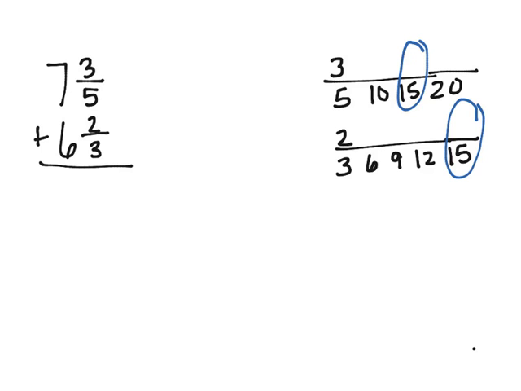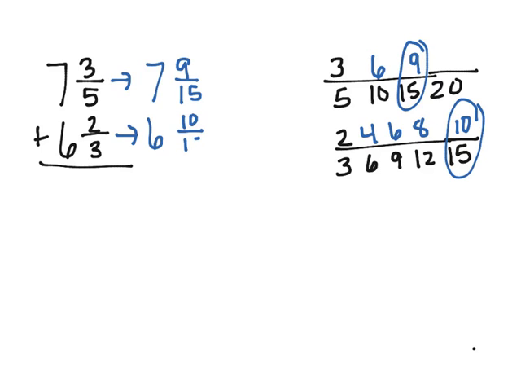So let's find my numerators. 3, 6, 9, 2, 4, 6, 8, 10. So this is going to be 7 9/15. And this is going to be 6 10/15. So I'm going to add that up. So I know my denominator will be 15, and 9 plus 10 is 19, and 6 plus 7 is 13. So I have 13 plus an additional 19/15.